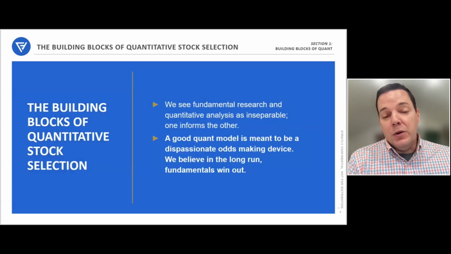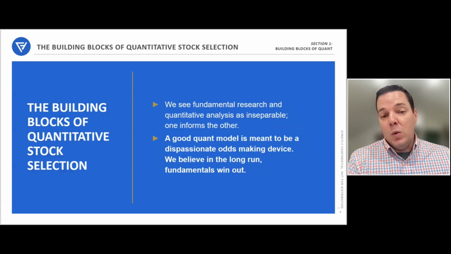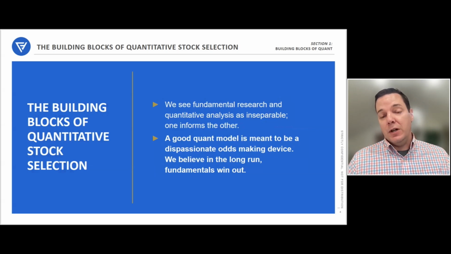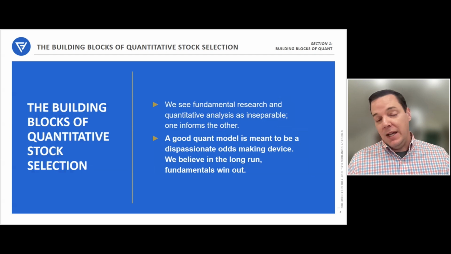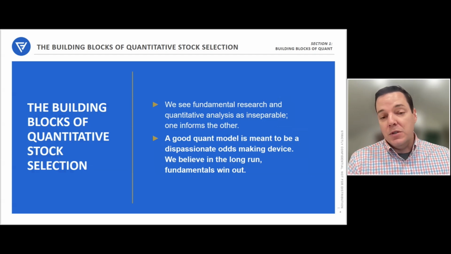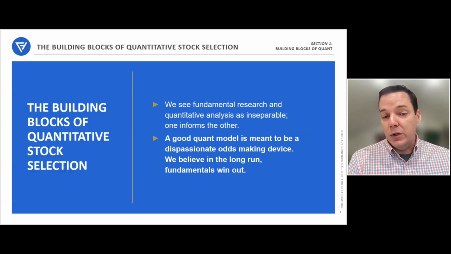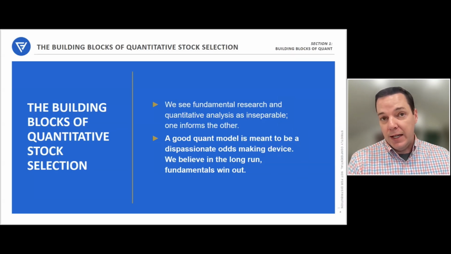I mentioned before Empirical's belief set when it comes to quantitative modeling. We see fundamental research and quantitative analysis as inseparable when it comes to a stock selection process. The quantitative analysis that we conduct informs a lot of the portfolio strategy research that we do, and our clients generally use it as a jumping off point for their own fundamental analysis.